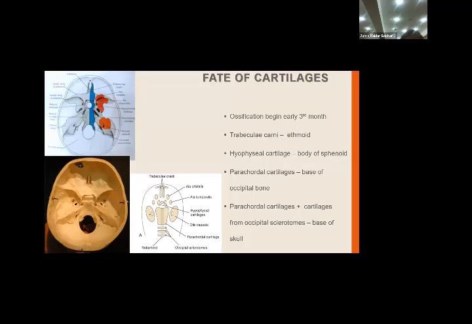एक दफा फिर बता देती हूँ, ossification 3rd month में होती है and as a result of that the trabecular cranii develop into this bone which is the ethmoid, the hypophyseal cartilages, ये जो cartilages हैं, occipital sclerotomes. ओके, आगे चलते हैं.